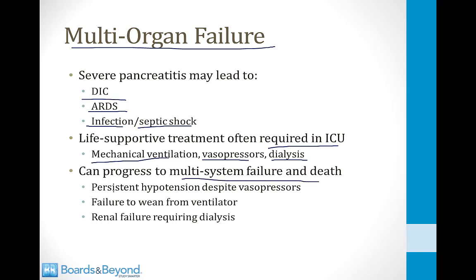These patients can have persistent hypotension despite the vasopressors. Sometimes you're unable to wean them from the ventilator. Sometimes the renal failure requires dialysis. And all these things, if they continue to progress, can potentially lead to death. And that concludes our module on acute pancreatitis.